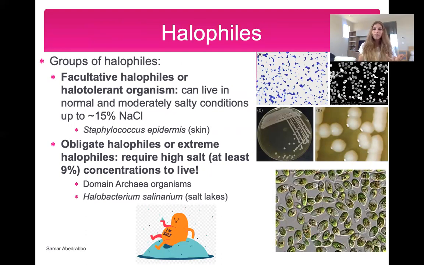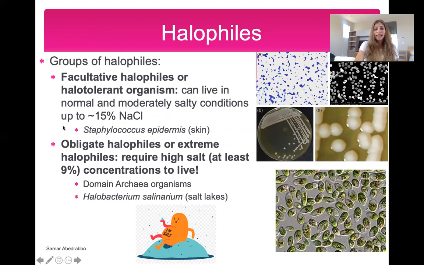A facultative halophile, which is the same as a halotolerant organism, means that these organisms can tolerate salt. They're not killed by it. So they can live in normal to moderately salty conditions where most organisms cannot. So if an organism can live in up to like 10 or 15% sodium chloride, which is salt concentrations, we call it a facultative halophile or halotolerant organism. So it can tolerate salt.